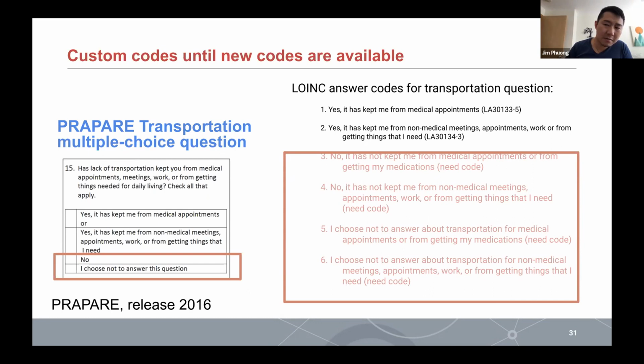Some research instruments are just not represented in a controlled vocabulary form. So if we're trying to acknowledge that multiple research instruments are using the same question and same answer representation, but they're not in LOINC or SNOMED, we have at least a road forward to make a temporary controlled vocabulary for it.